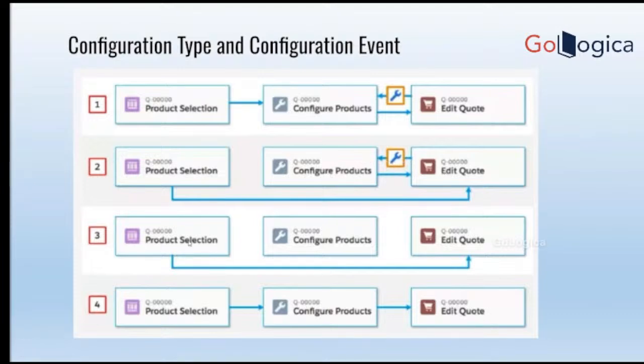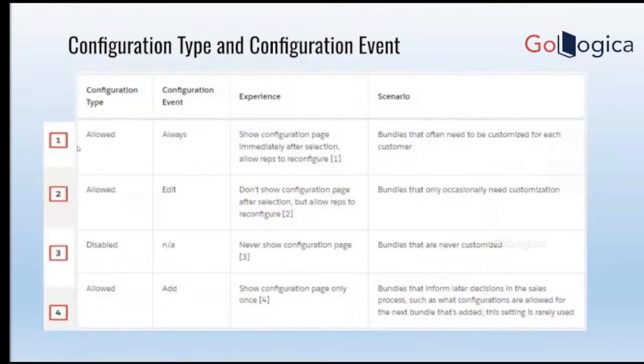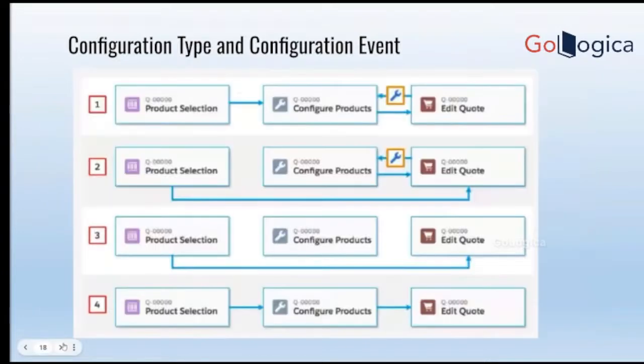If I have the third, it goes directly to edit codes and I cannot configure my products. And with the fourth option, I can go configure and then edit. So this is how the 1, 2, 3, 4 are there, and this is how it will look. Any doubts or questions, Aprilia? Oh, no, no. Right now, it's clean.